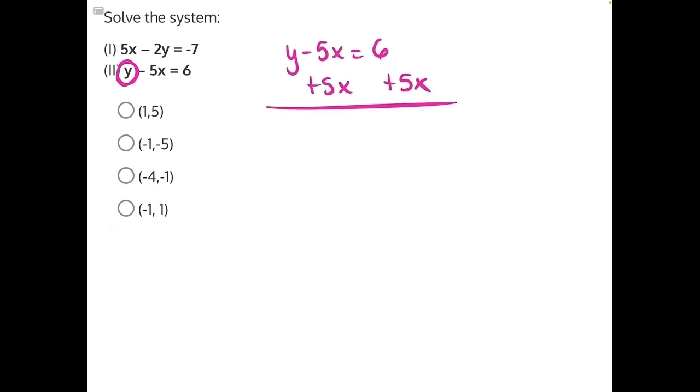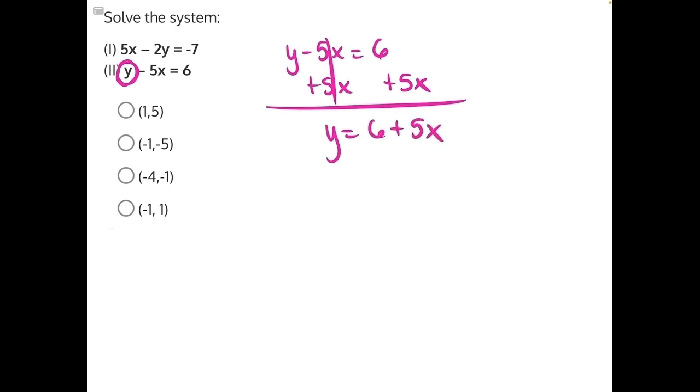So for substitution, you want to start with your equation that will be the easiest to isolate a variable with. In this case, this y is really easy to isolate. So we'll pull that out to the side. And to get y by itself, all we need to do is add 5x to both sides, do opposite operations. This will cancel, leaving us with y is equal to 6 plus 5x.